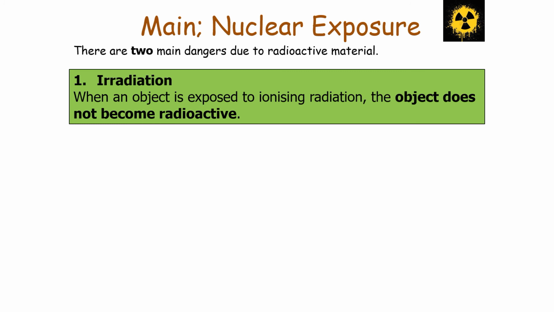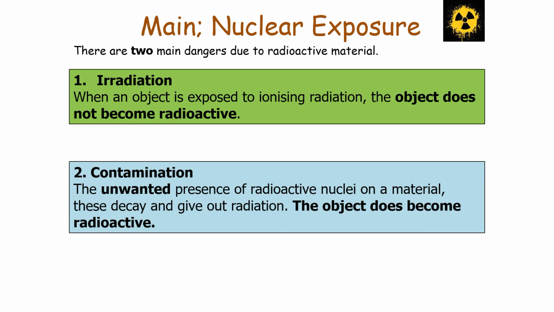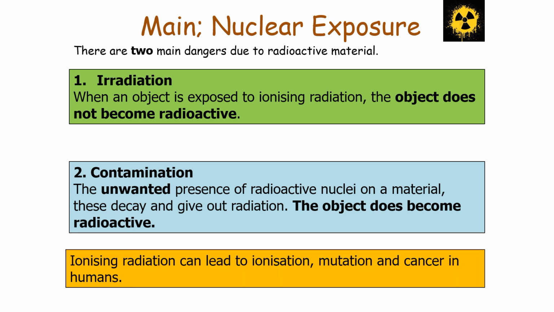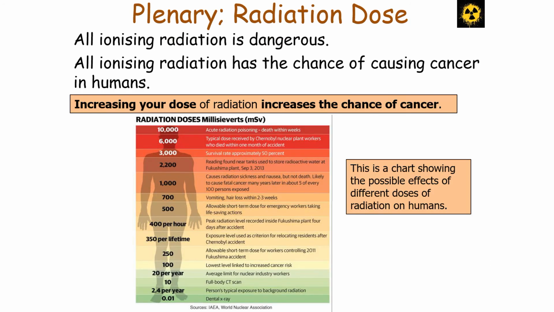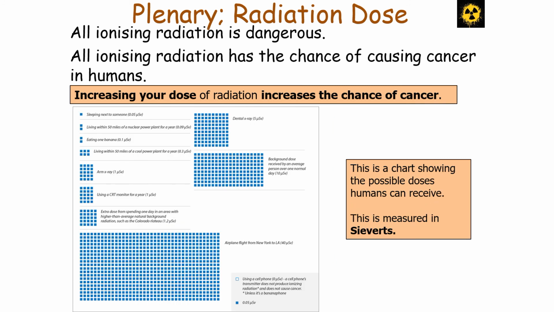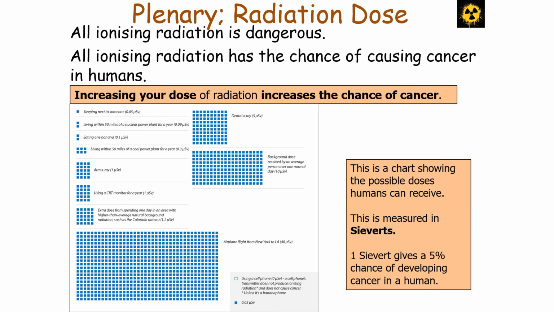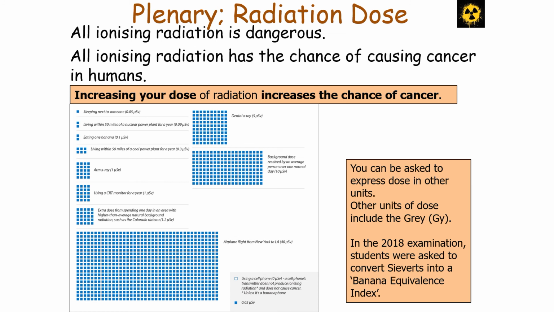So irradiation is when an object is exposed to ionizing radiation but the object itself does not become radioactive. Contamination is the unwanted presence of radioactive nuclei on a material. These decay and give out radiation, and the object does become radioactive. Now it can lead to ionization, mutation and cancer in humans. So all ionizing radiation is dangerous, and all ionizing radiation has the chance of causing cancer. So increasing your dose of radiation increases the chance of cancer, which we measure in sieverts like mentioned before.